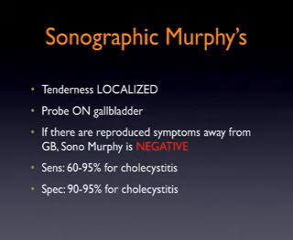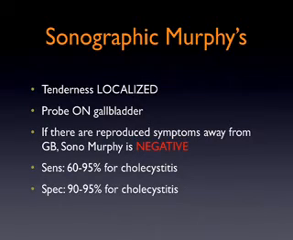Next, let's talk about the sonographic Murphy's. We mentioned this earlier as a sign of cholecystitis. So when we talk about the Murphy sign, we're specifically referring to the physical exam where you place the hand in the patient's right upper quadrant and have them take a deep breath. And if they have pain, then you check the box. It's positive. Well, this is a little bit more complicated.